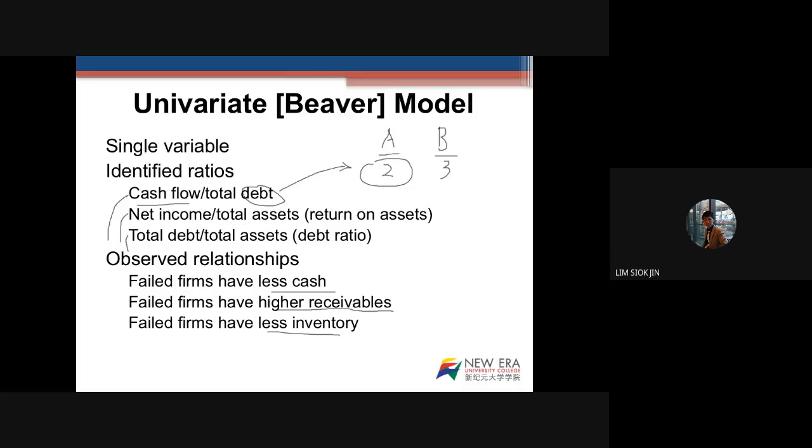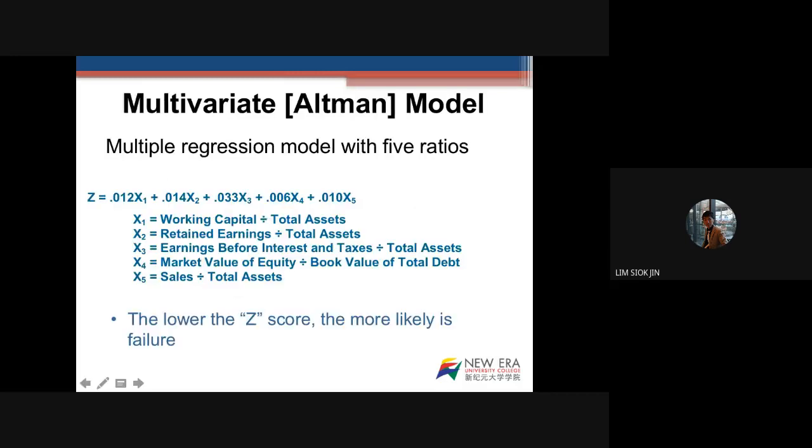Okay. So this is a univariate model. Then the next model is the multivariate model. Okay, you look at this, it may look a bit complicated, but the way to understand it is very simple. They want to find Z. Okay, so what is Z?